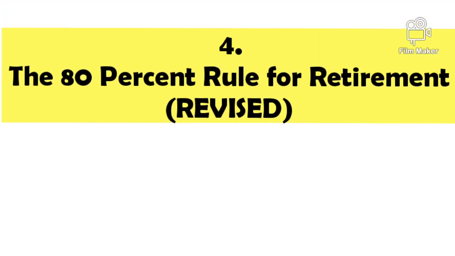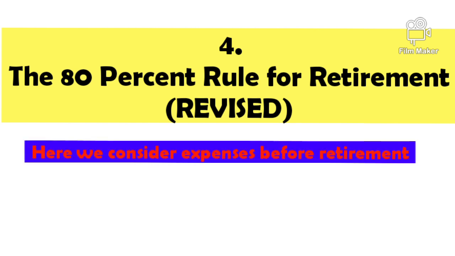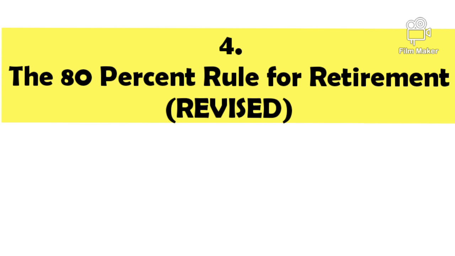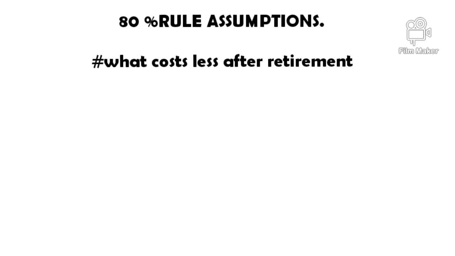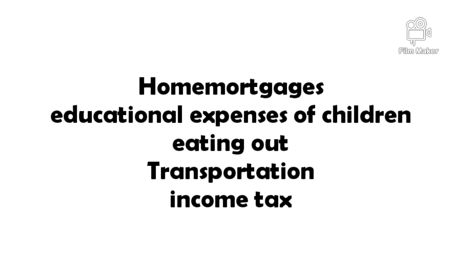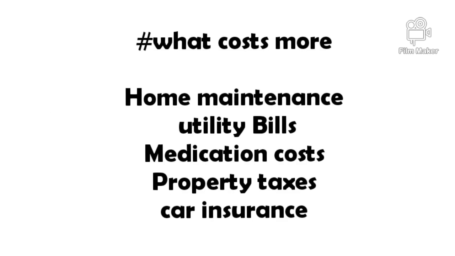Number 4. The 80% rule for retirement, revised. In the revised edition, we will take 80% of your expenses before retirement. Before moving in, we have some assumptions to make. Some things cost less after your retirement. For example, your home mortgages, educational expenses of children, eating out, transportation, and income tax. And some things can cost more, like your home maintenance, utility bills, medication costs, property taxes, and car insurance.